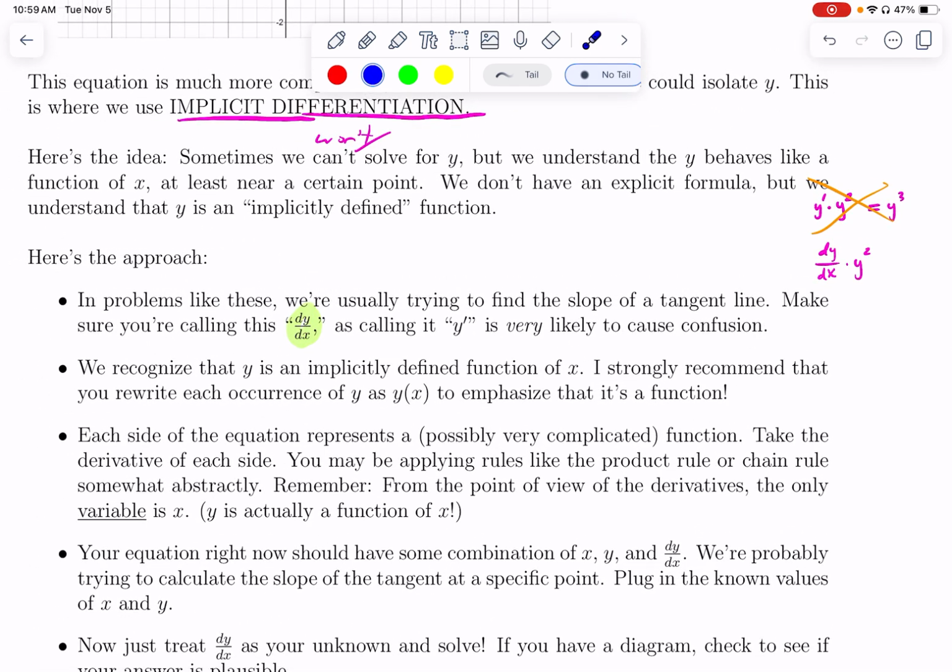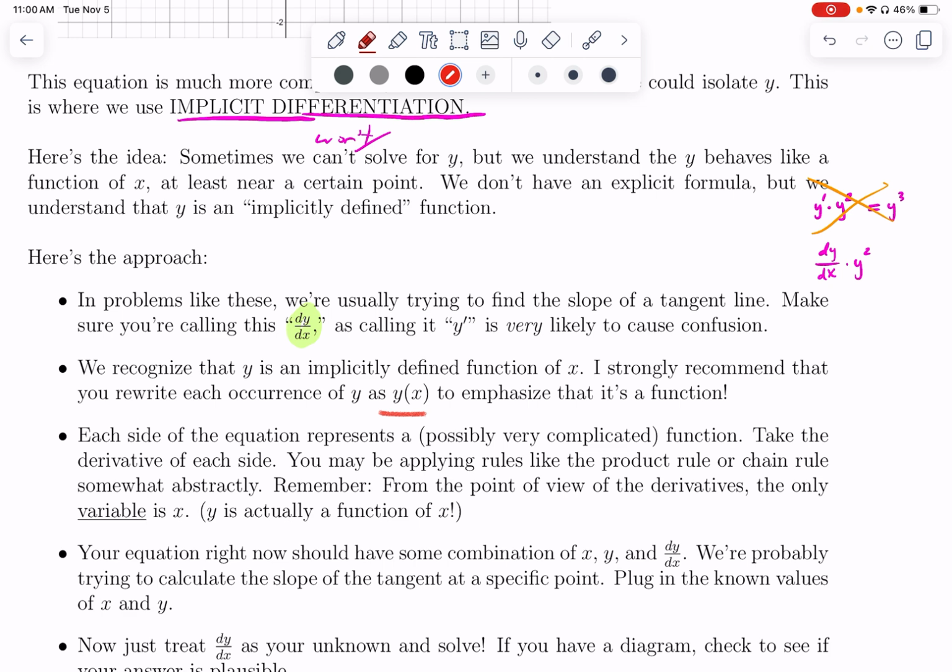So what we're doing here is we're recognizing that we have y as a function of x. Even though we don't have a formula, y behaves like a function of x. So I'm going to rewrite it as y of x to emphasize that. This is not required, but I really recommend you do it. It will help you avoid mistakes. Then we're going to look at this thing and realize that we have a function on each side, and we're going to take its derivative. Maybe we need some fancy rules, so be it.